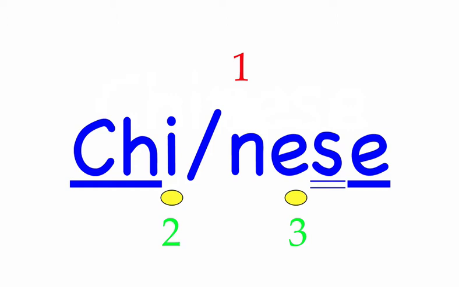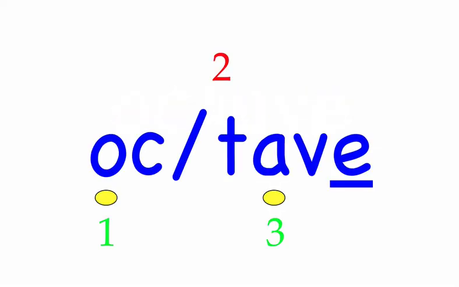Octave. An octave is a musical term. Now for spelling, let's pronounce the word octave. Oc has 2 sounds. A, k. Tave, 3 sounds. T, a, v. Octave. Mark the word. And in conversation, you would say octave.